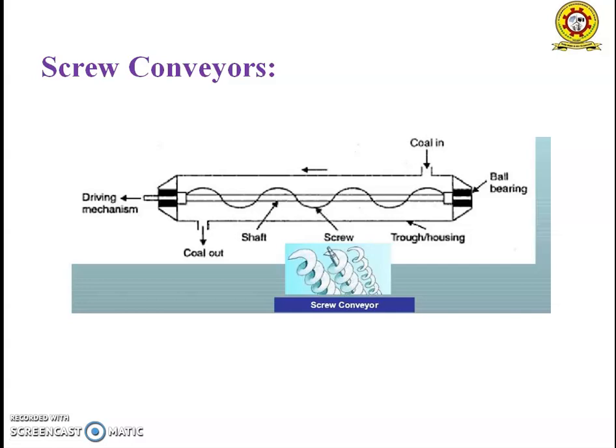The following particulars relate to the conveyor. The diameter of the screw is 15 to 50 centimeters, the speed of the screw conveyor is 70 to 120 rpm, and the maximum capacity is 120 tons per hour.